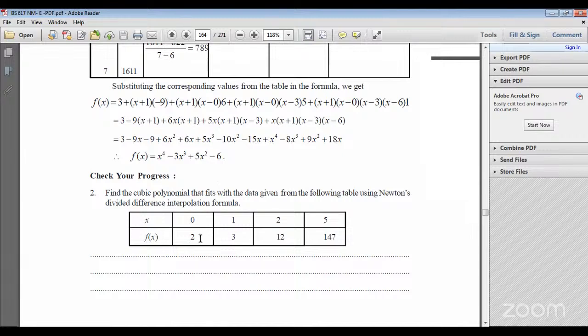We take the multiplication of these values: 3 plus (x plus 1) times minus 9, plus (x plus 1)(x minus 0) times 6, plus (x plus 1)(x minus 0)(x minus 3) times 5, plus (x plus 1)(x minus 0)(x minus 3)(x minus 6). Simplifying, we get x to the power 4 minus 3x cubed plus 5x squared minus 6. This is the output value we have obtained.